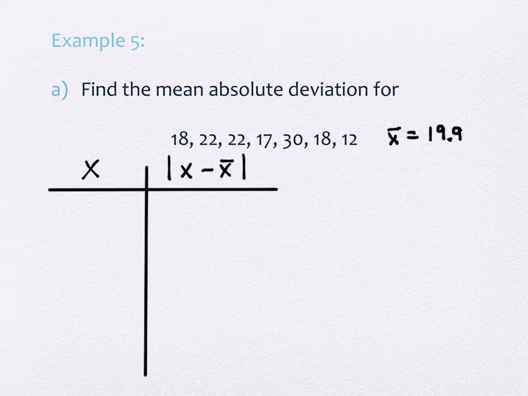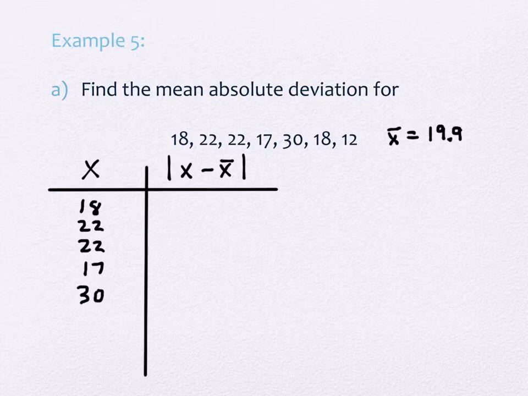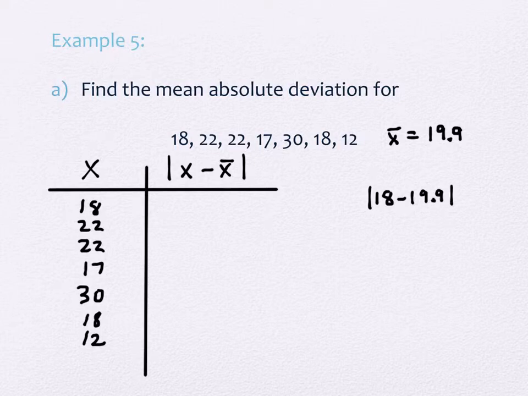Okay. I'll write out a couple of them, and then you're going to get the hang of it, and you're not going to write it out anymore. So here's the first thing. I'm going to fill in all my data values. It's 18, 22, 22, 17, 30, 18, and 12. So the first thing is to take the 18 minus 19.9, because that's my mean. I'm going to subtract 19.9 from every single one of them, and find the absolute value.